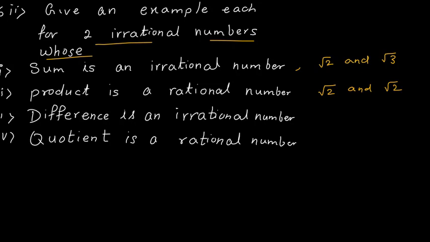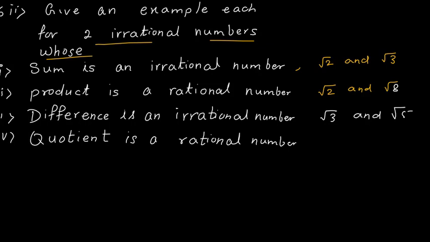I could also have taken root 2 and root 8 if you want different numbers. Take root 2 and root 8, so that it is root 16, and root 16 is what? 4. Difference is an irrational number. So take any 2 irrational numbers, root 3 and root 5. The difference is irrational, and the quotient is a rational number.